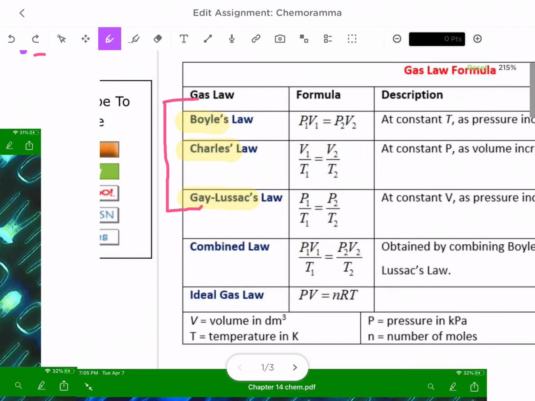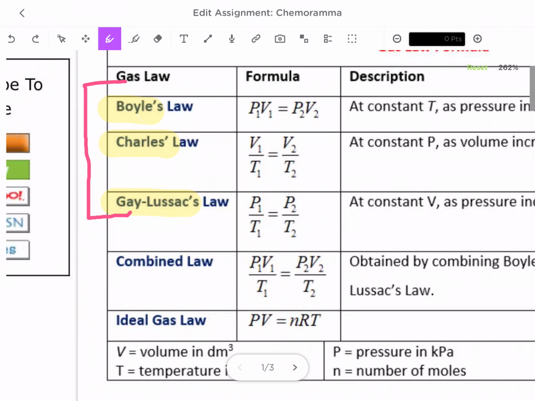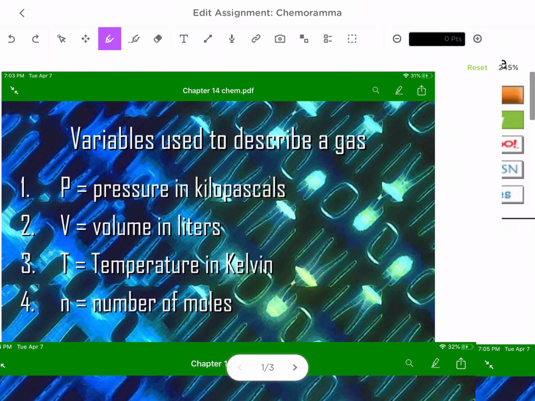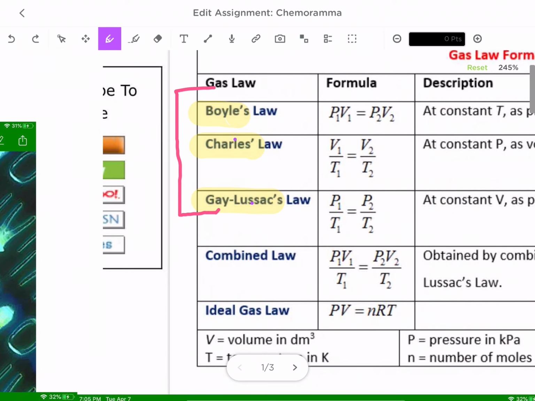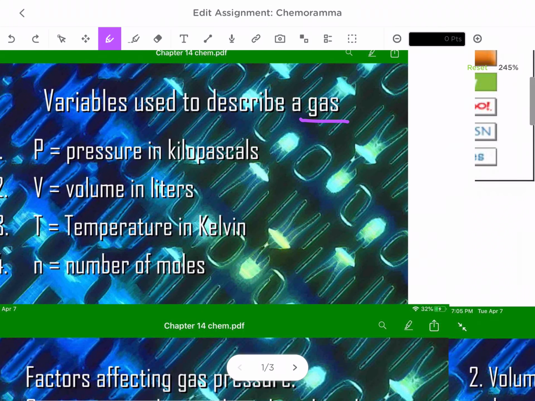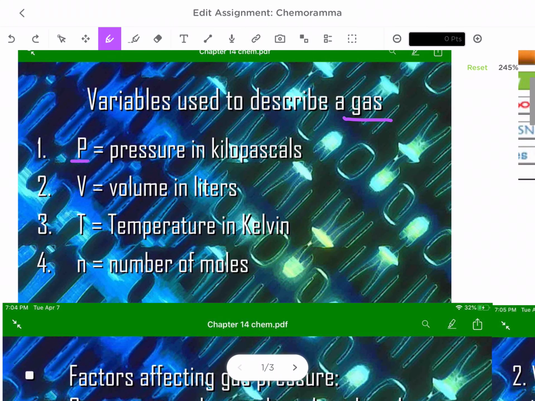And that's how this whole thing started over here. Now, Boyle, Charles, and Gay-Lussac have laws that I'm going to talk about in just a second. They are laws that go with pressure, volume, and temperature, because those are the variables we use to describe a gas. This whole chapter is just math and equations and algebra, that's all it is. So whenever you're doing any of these, you're looking for these variables.